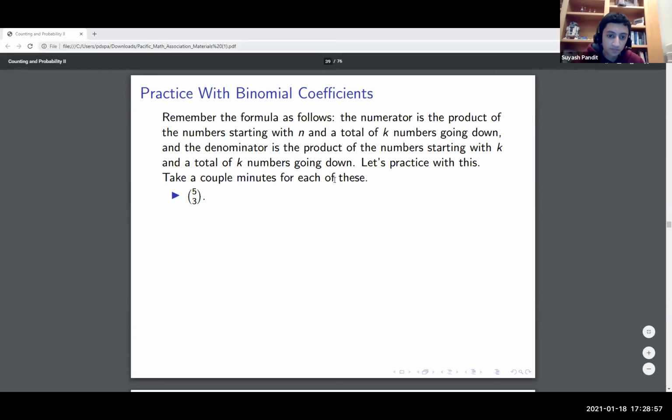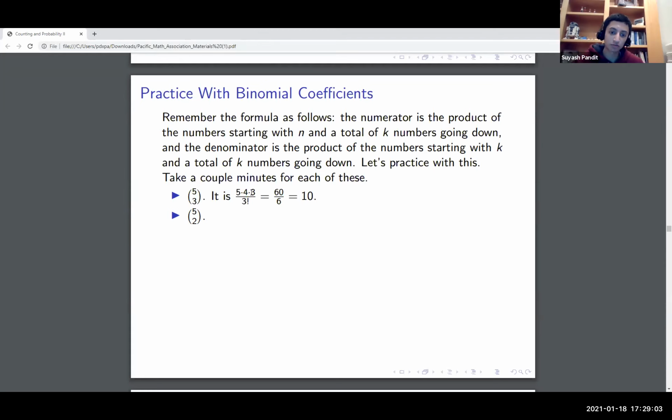Okay, so 5 times 4 times 3. Remember, that's what he mentioned: take the next 3 numbers and then divide by 3 factorial. So you get 60 over 6, that's 10. Another way you could have done it is 5 factorial over 3 factorial times 2 factorial. So that comes out to 120 over 6 times 2, 120 over 12, that's also 10.